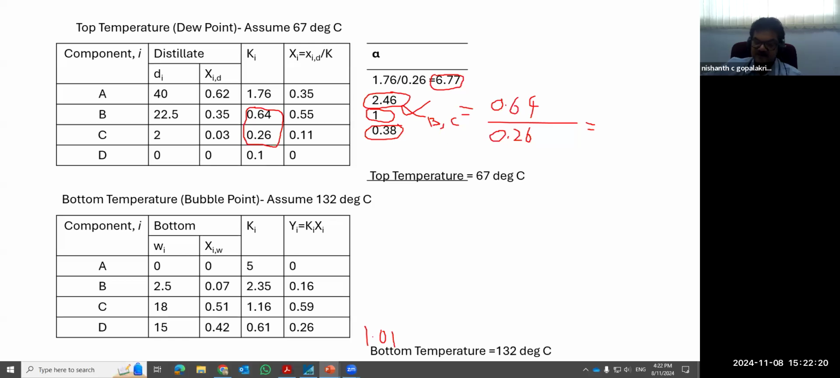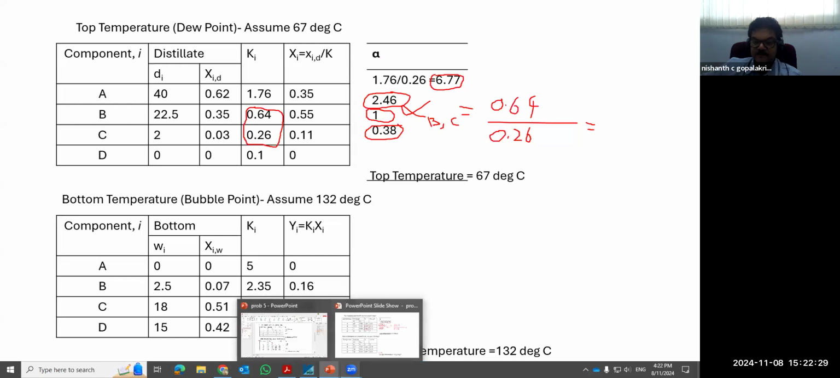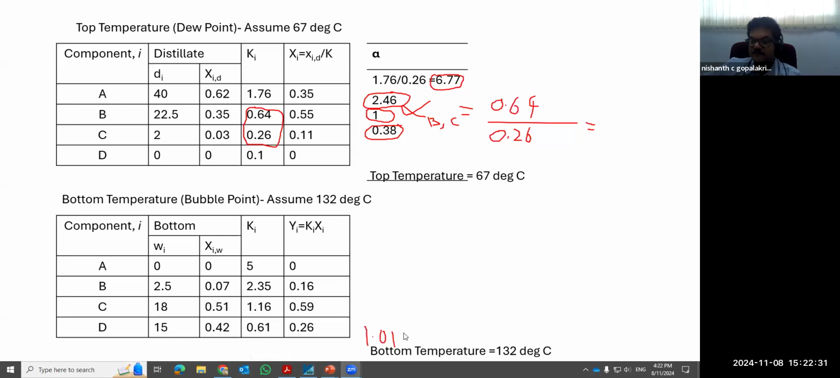So what I want you to do is find the relative volatility at the bottom, just like how we estimated the relative volatility at the top. Exactly the same calculation. So whatever I did for the top, just do it for the bottom here. So these are the K values at the bottom, right? So if C is the reference component, what's the relative volatility of B with respect to C at the bottom?